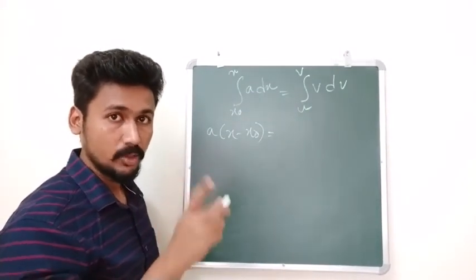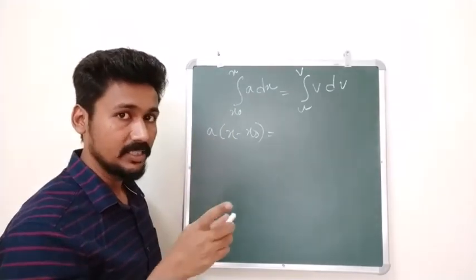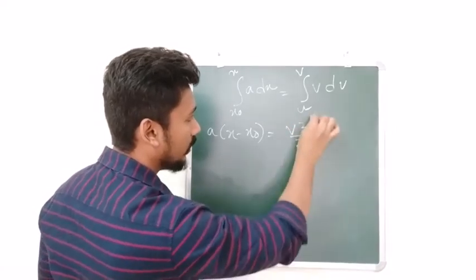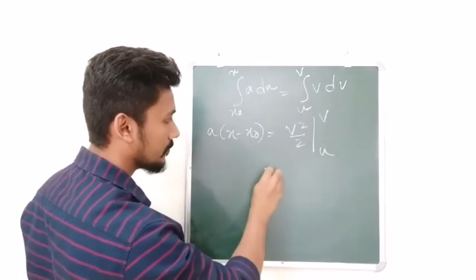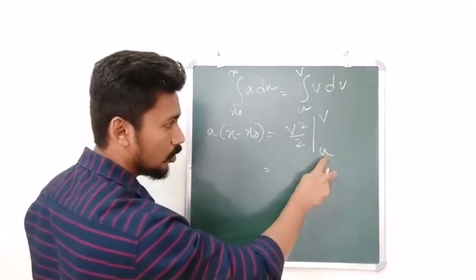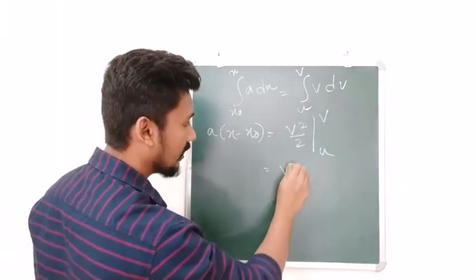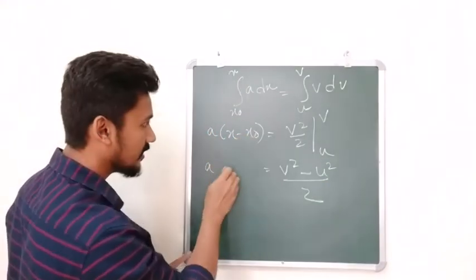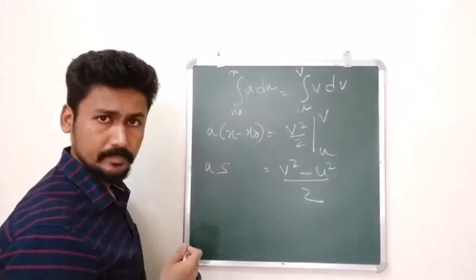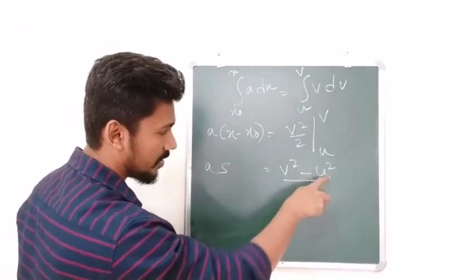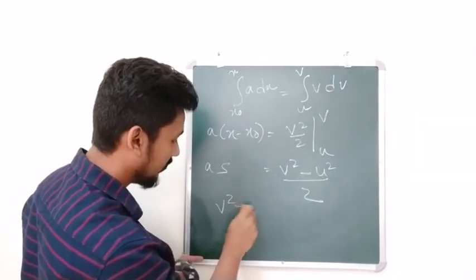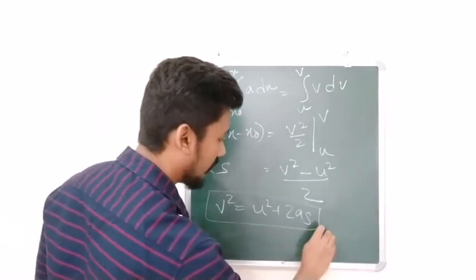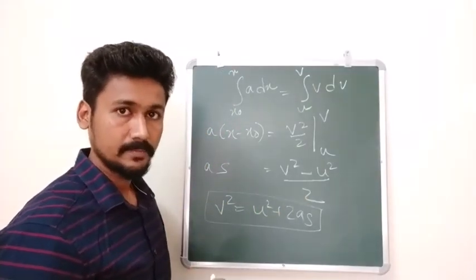Similar to what we saw in the previous part, the integral of t dt was t square by 2. So here also it will be the same. So we will get it as v square by 2 between the limits v and u. Now it will take the highest value v, lowest value u. So this you will get as (v square minus u square) divided by 2. x minus x naught will be nothing but s. So a s is equal to (v square minus u square) by 2. Rearranging, you will get v square is equal to u square plus 2as. Thus we have found out the third equation of motion.